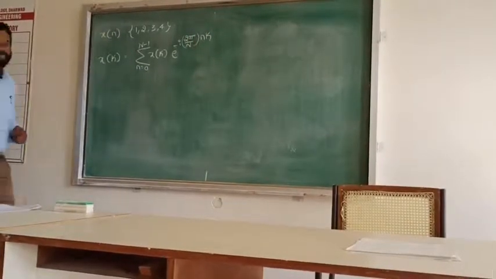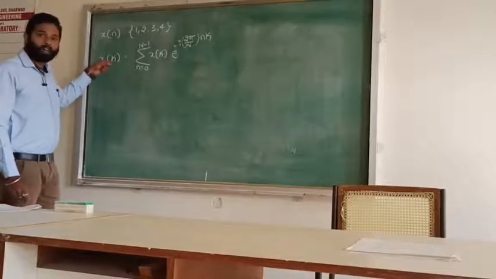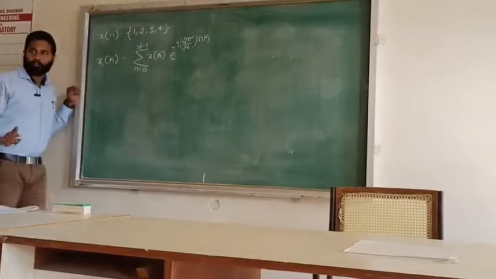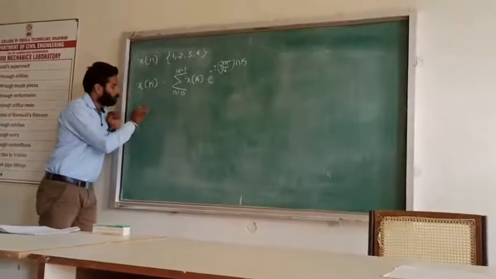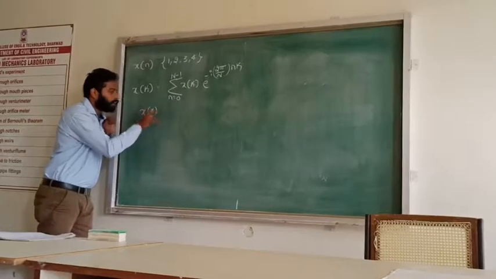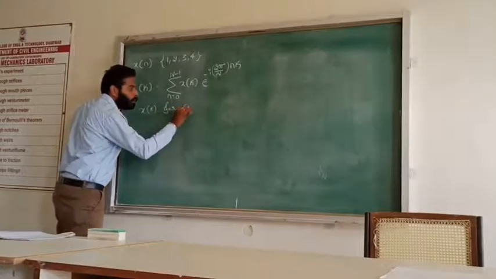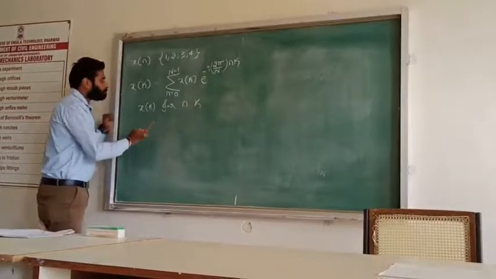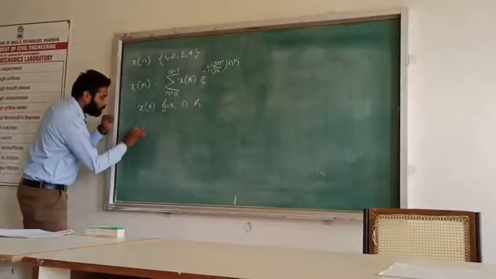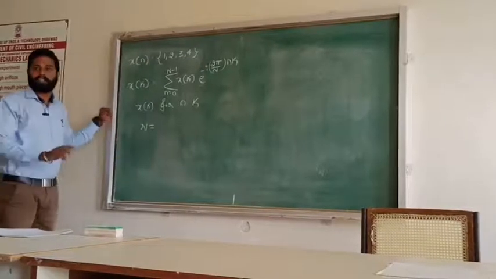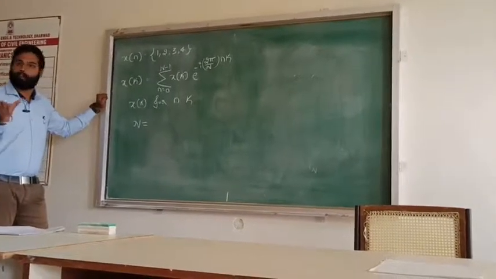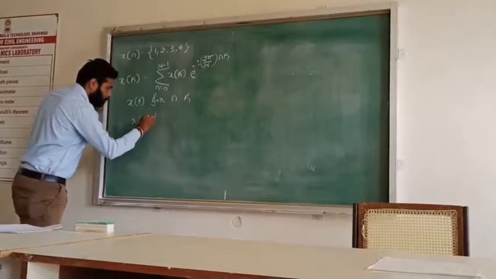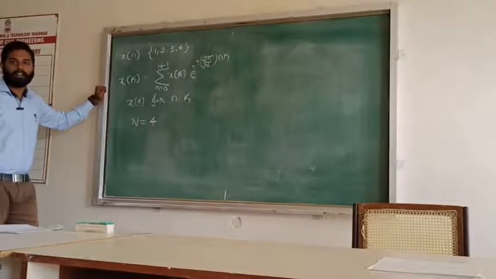So we need to find the value of X of k for every value of k and n, that is small n and small k. Now what is the value of capital N? Capital N is the signal length, or you can say the total number of values. It is 1, 2, 3 and 4.